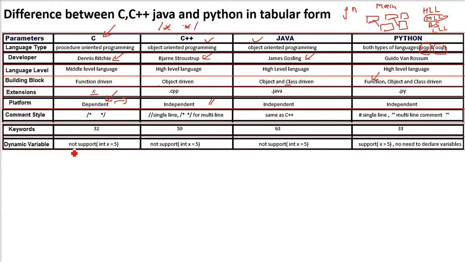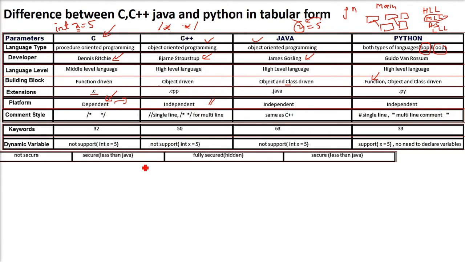Dynamic variables are not supported in C, C++, or Java, but in Python, dynamic typing is supported. What does it mean? In C, when you want to say x equals 5, you cannot do that directly. You have to tell the compiler it is int x, and only then can you say int x equals 5. It is the same with C++ and Java. But in Python, you don't have to give int. You just say x equals 5. Python will automatically take whatever is assigned to the variable.